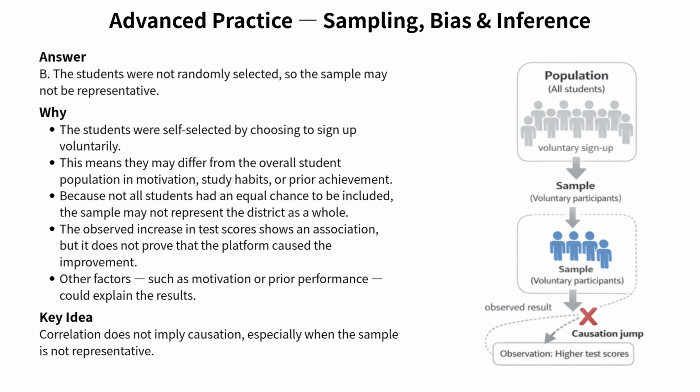On the SAT, always separate the method from the outcome. Even impressive results do not justify a causal conclusion if the data comes from a biased or self-selected sample. This is exactly the trap this question is testing.